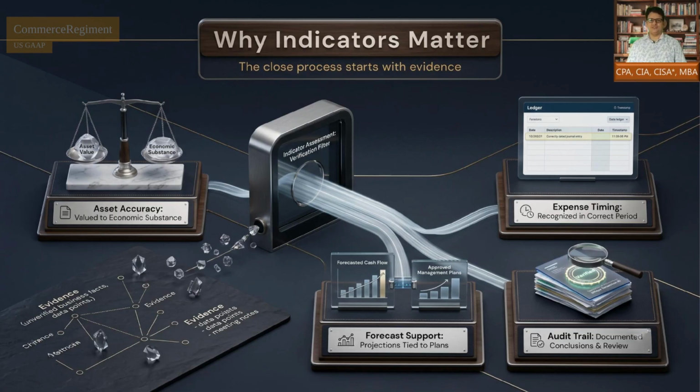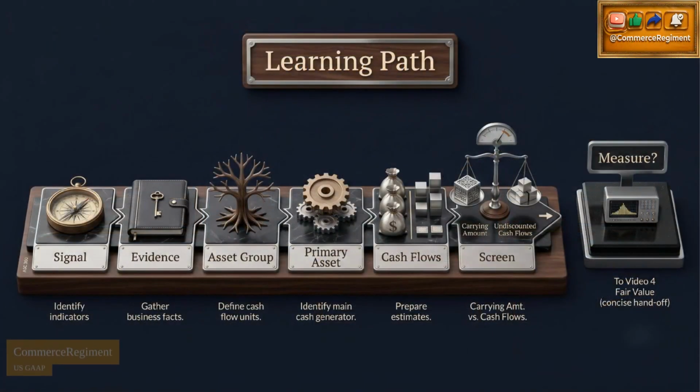The controller needs verified business facts, not assumptions wearing a nice accounting suit. Good impairment analysis starts with asset accuracy, correct expense timing, supported forecasts, and a clear audit trail through the close process. Here is the learning path for this video.